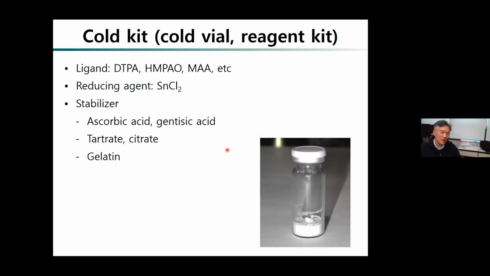So they have already been developed with this convenient labeling kit that possesses a ligand such as DTPA, HMPAO, or MAA, or any other kind of chelating agent. The kit also contains tin chloride as a reducing agent for technetium-99m O4-. That chemical species can be reduced into technetium with a charge of 5+ or 3+ or 1+.